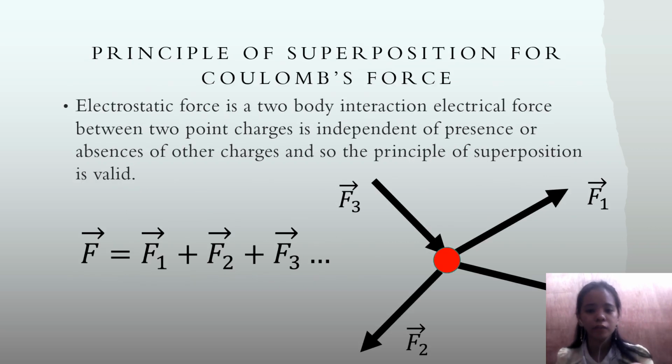So, the principle of superposition for Coulomb's force. Electrostatic force is a two-body interaction. The electrical force between two point charges is independent of the presence or absence of other charges, and so the principle of superposition is valid. Thus, the force on a charged particle due to a number of point charges is the resultant of the forces due to the individual point charges. Therefore, the force on a point test charge due to many charges is given by this equation: F is equal to F1 plus F2 plus F3.